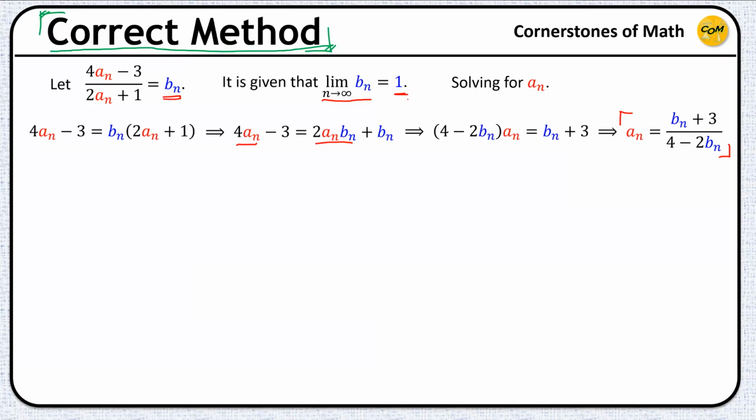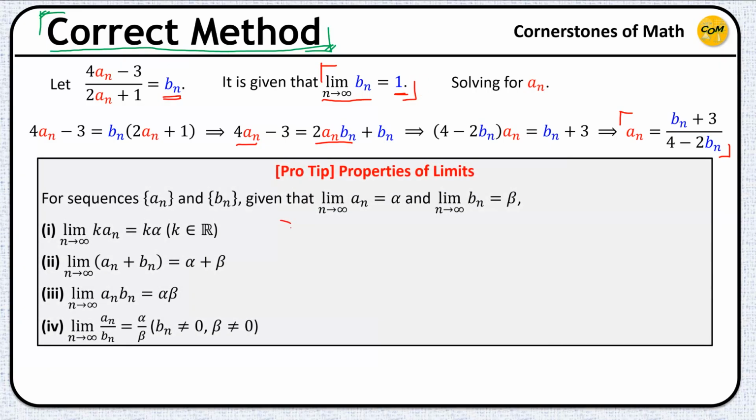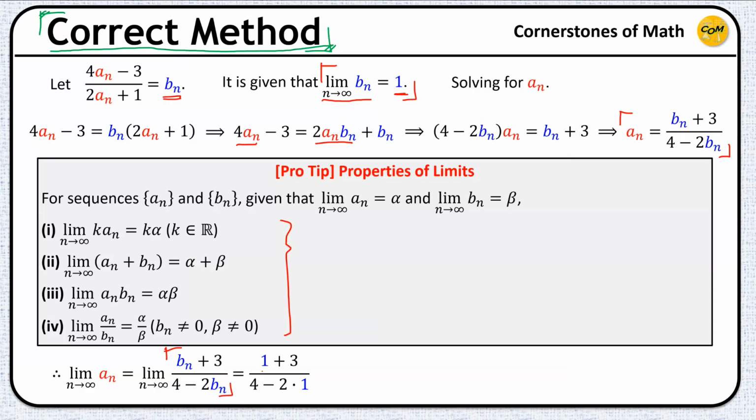And here's the important thing. Since we know that the limit of bn exists, now we can apply the aforementioned properties of limits. That is, when calculating the limit of an, hence the limit of this rational expression, now we can directly plug in the limit value of bn, which gives the answer 2. Again, please remember that these properties of limits are applicable only if we know that these limits exist.